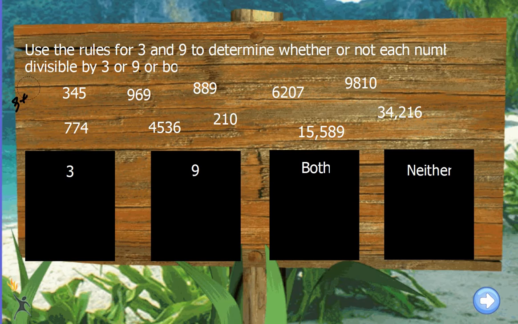345, 3 plus 4 plus 5, so this is 7 plus 5 is 12. 12 is a multiple of 3, so it fits in the 3, but it is not a multiple of 9, so it has to go into the 3 box. Okay, if it can go into 3 and into 9, then it is divisible by both.